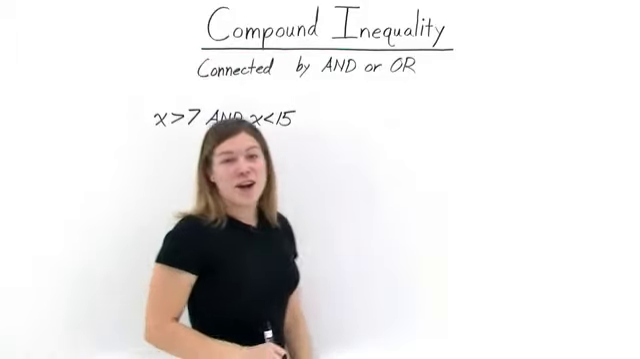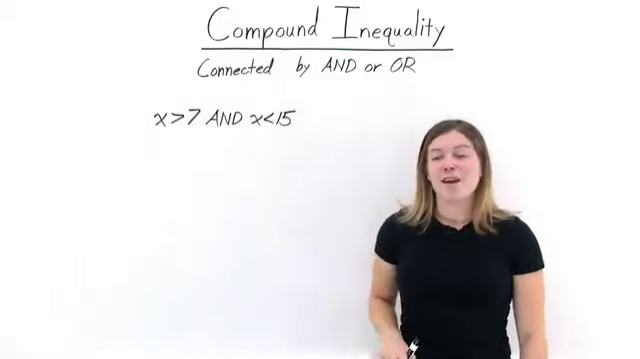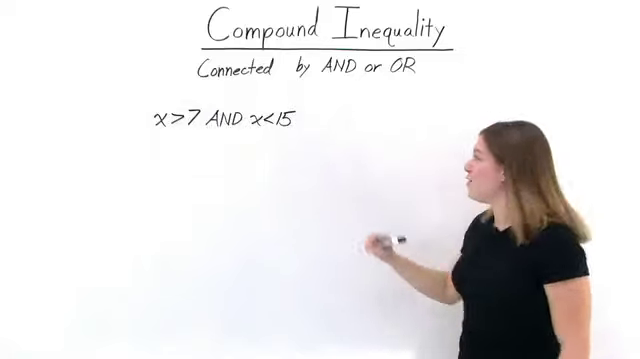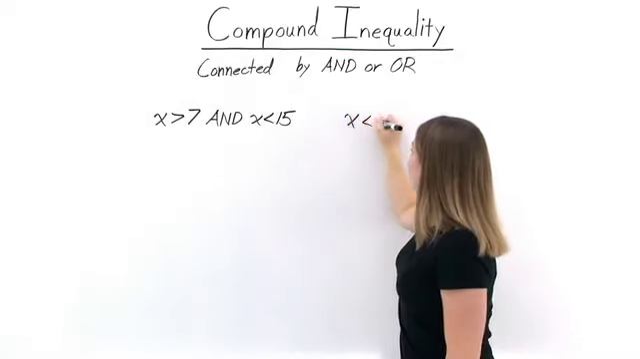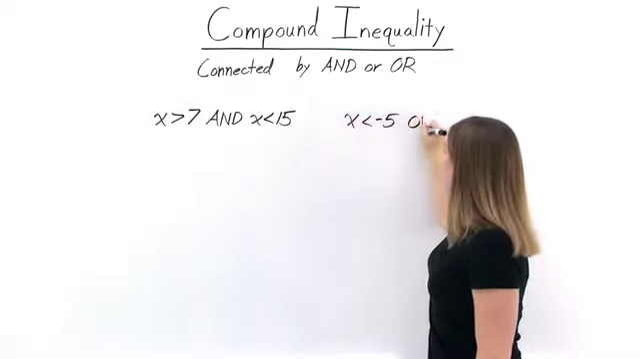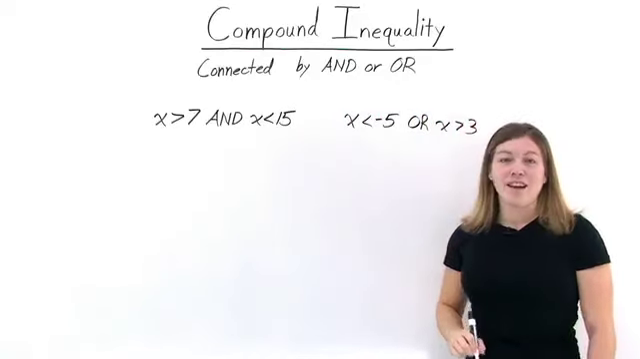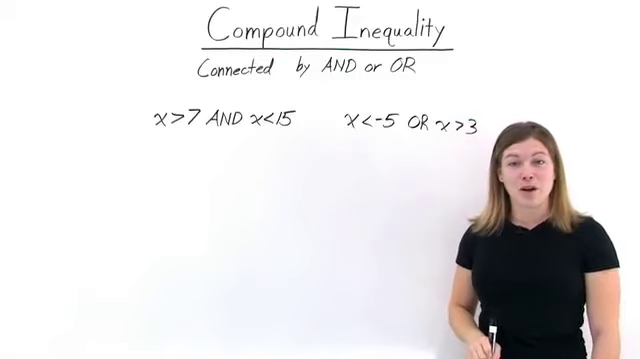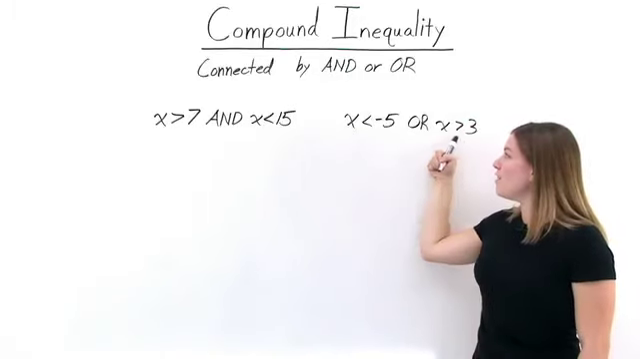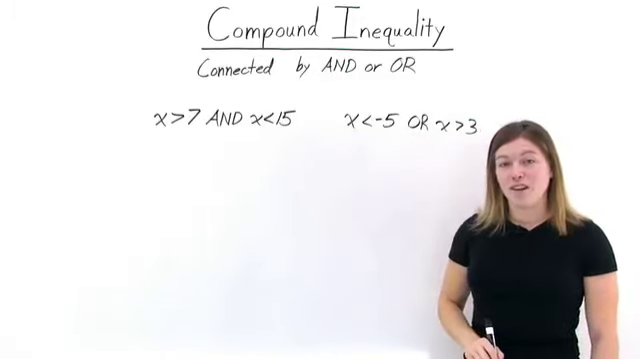Now let's look at another compound inequality. This time, let's look at an "or" compound inequality. We'll have x is less than -5 or x is greater than 3. Again, this is a compound inequality. We have two inequalities connected by an "or".